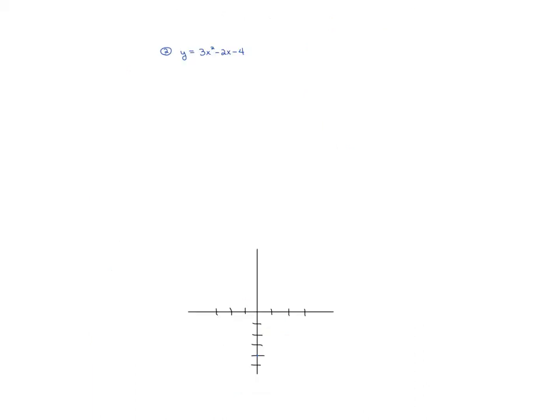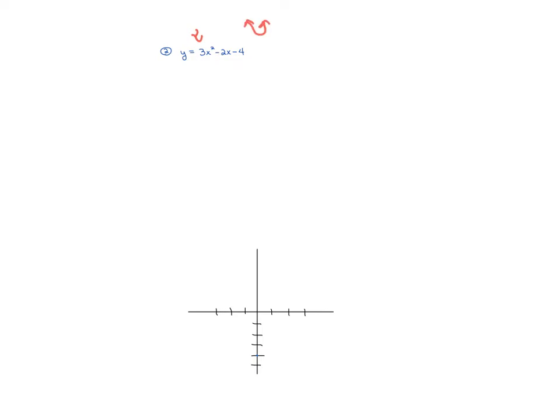Let's try this one. So again, we're going to complete the square first, and then from there, we're going to graph our parabola. It's got an x squared term, so we know it's going to look like a u or an upside down u. And in this case, because the a value is positive, I know it's going to be opening upward.